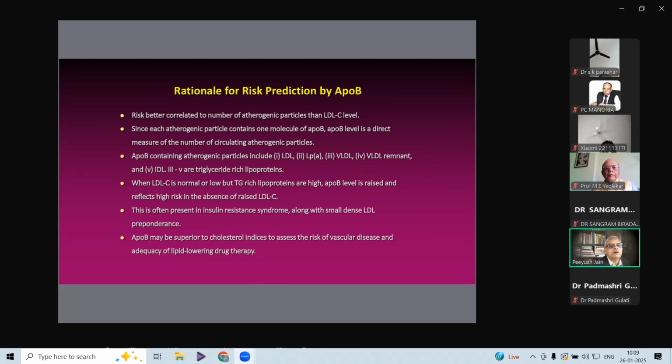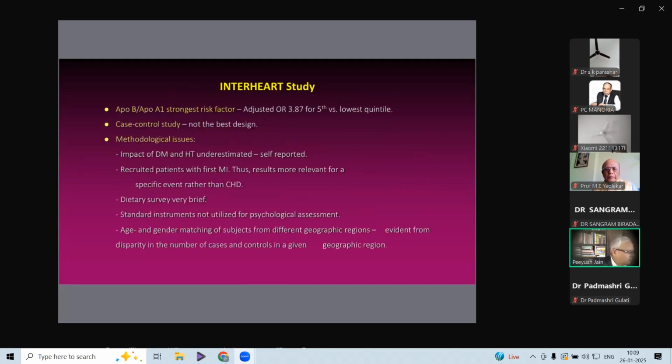So it was thought that ApoB may be superior to other cholesterol indices like LDL-C to assess the risk of vascular disease. But let's see what is the evidence for that. So, the INTERHEART study, where ApoB to ApoA1 ratio was found to be the strongest risk factor.